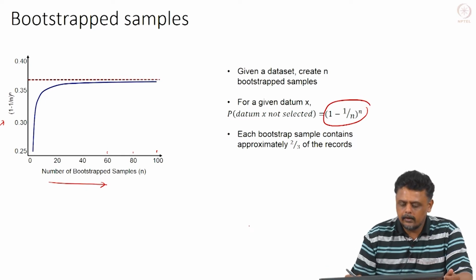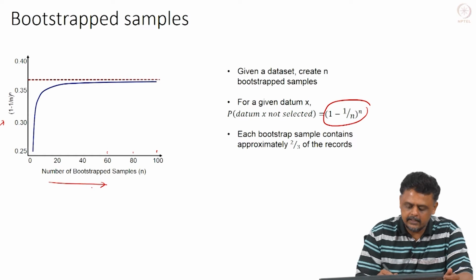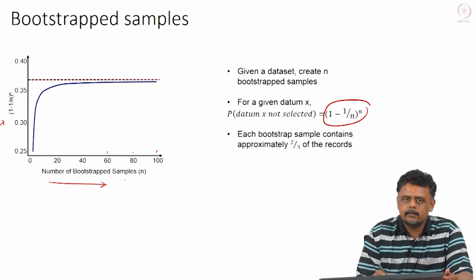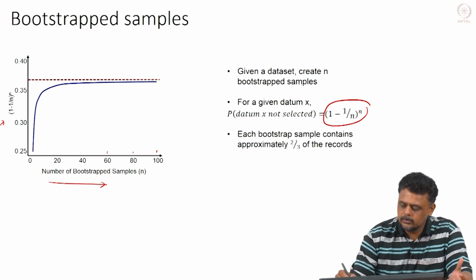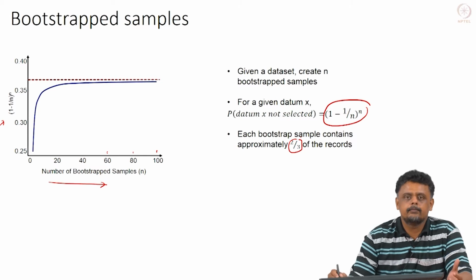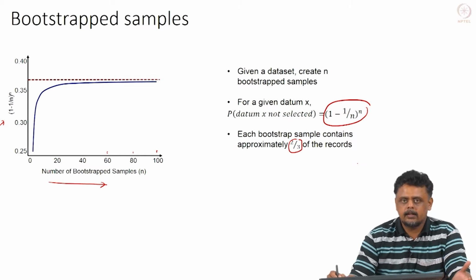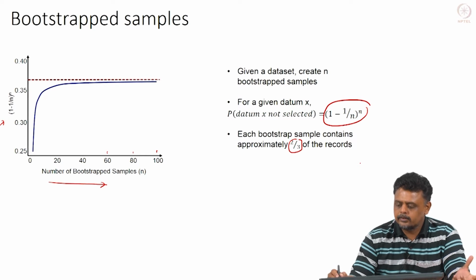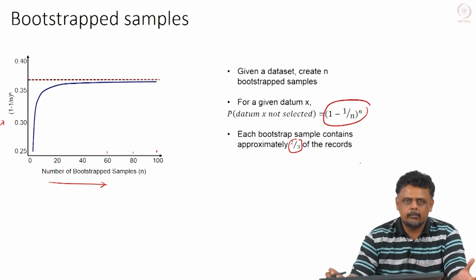So, if you look beyond a point, as the number of bootstrap samples increases, we see that typically every bootstrap sample contains 2/3 of your original data, and 1/3 of your original data is not present in your samples on average. So, that is the makeup of your sample data. Now, this is possible because we are sampling with replacement.